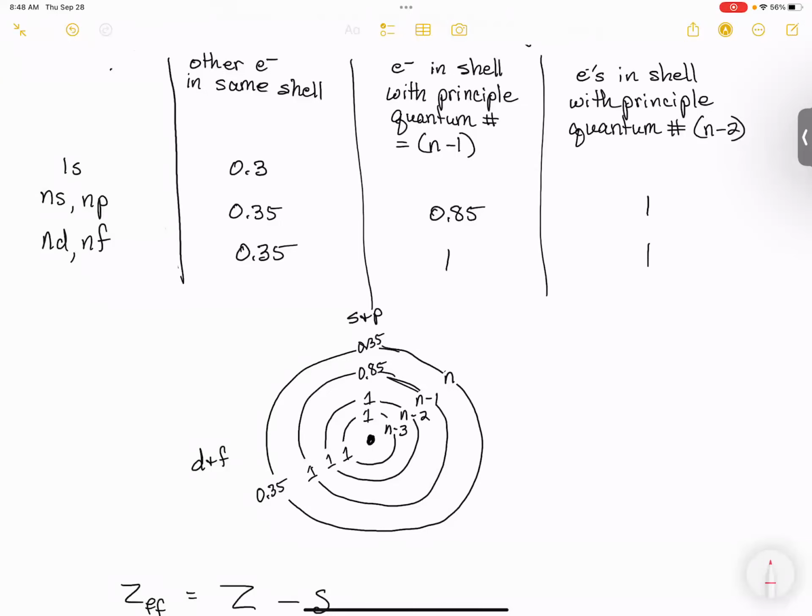In the second shell in, all of those, no matter what type it is, has a 1. And same thing with the third shell in. So again, that 1s point, that 0.3 is only for helium, really. It doesn't matter for anybody else but helium.